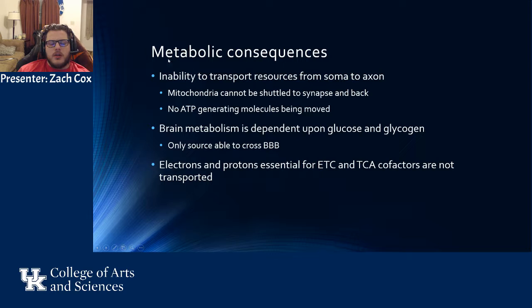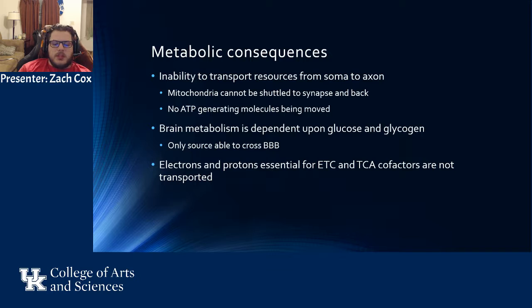Another important factor in metabolic consequences is that brain metabolism is dependent upon glucose and glycogen. If you're familiar with other sources of energy within the body, they can use fatty acids, they can use proteins, they can use ketones, all different sorts of sources for energy. Whereas the brain has the blood-brain barrier that prevents that. And glucose, and by extension glycogen, are the only way for the brain to have energy, because whenever you have glucose, you go through glycolysis and then you get your ATPs. And so it is super dependent upon that.